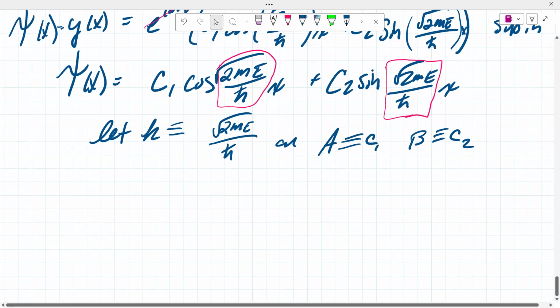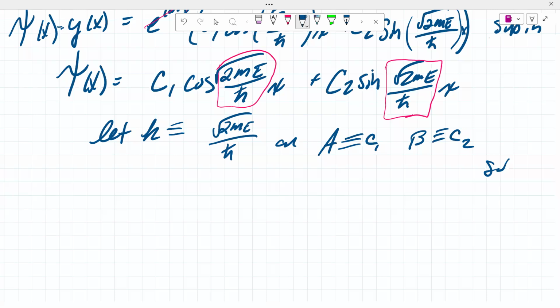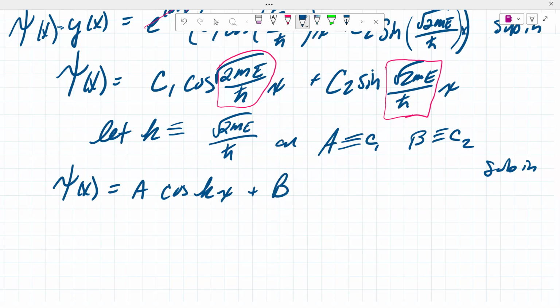So if we sub in our substitutions, we get psi of x equals, now c1 is going to be a cosine. Now this whole complicated thing is defined to be just k x plus b sine kx. Wow, that sure got a lot cleaner. Now, after we solve these things, what do we do next? Well, same thing we always do, apply the boundary conditions.